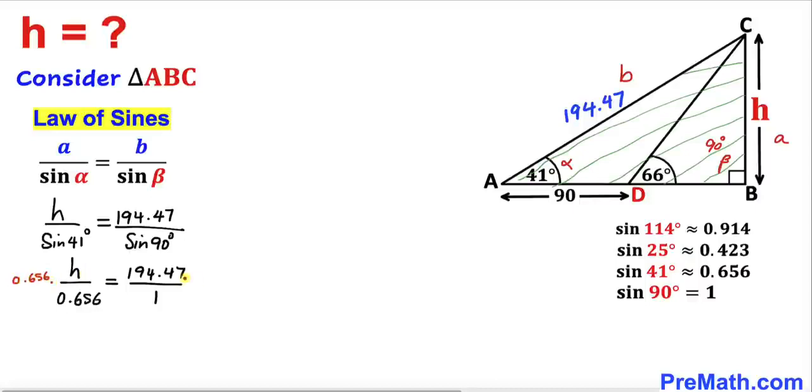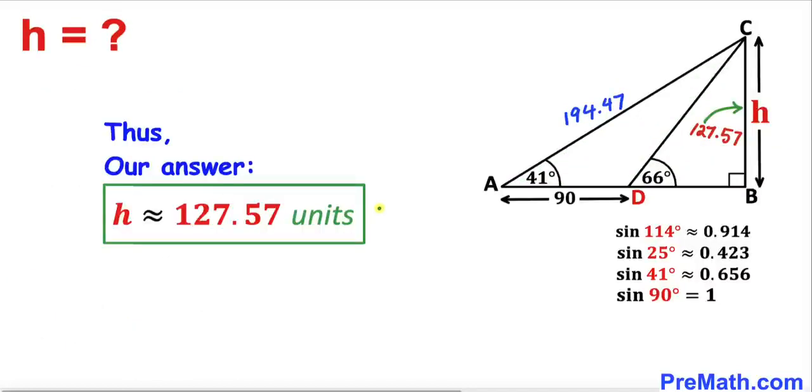Now let's go ahead and multiply both sides by 0.656. In order to isolate h, I'm going to multiply on the right hand side by 0.656 as well. And here on the left hand side they cancel each other out. So our height h turns out to be approximately equal to, if we multiply these, 127.57 units. And thus here's our final answer.